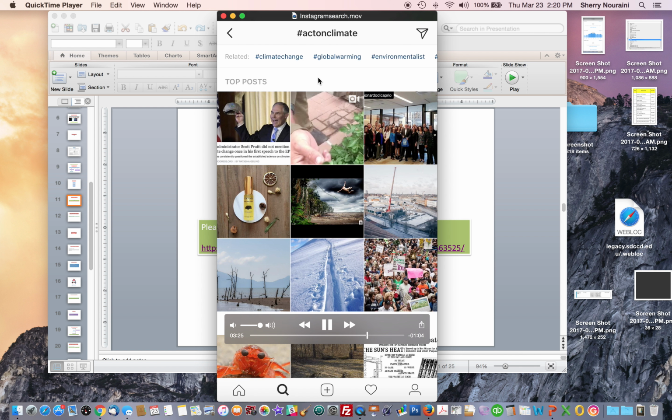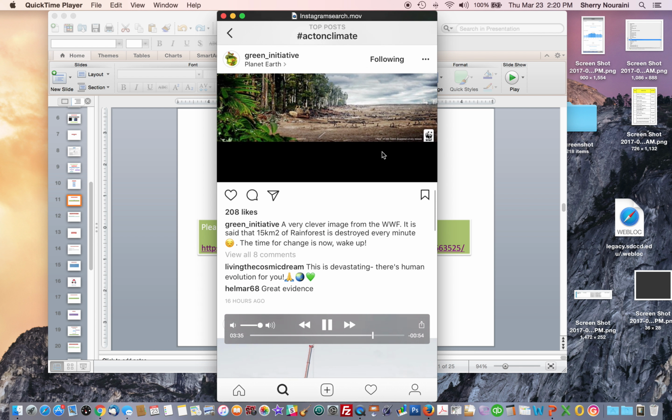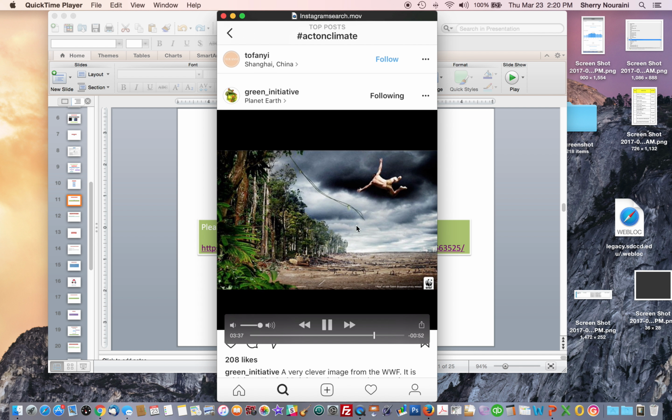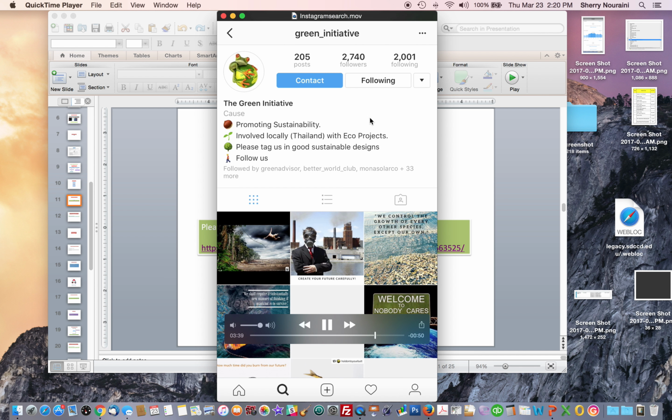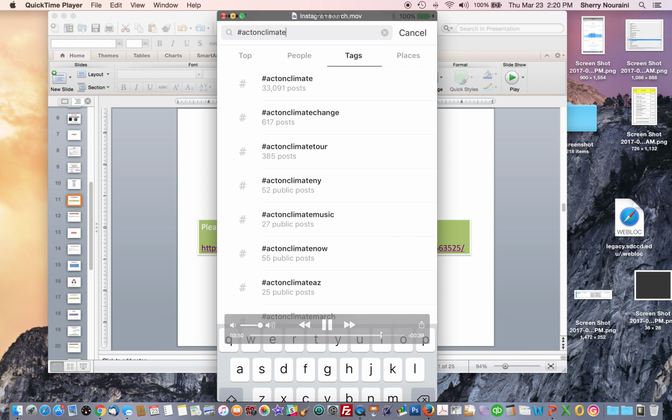Let's see what else we can find. This is Green Initiative, Planet Earth. This is funny. Tarzan is trying to go right on his rope, but there's so much tree cutting that he ends up in a desert. That's pretty funny. So that's another account. It's Green Initiative, another organization whose followers would probably fall under our category.